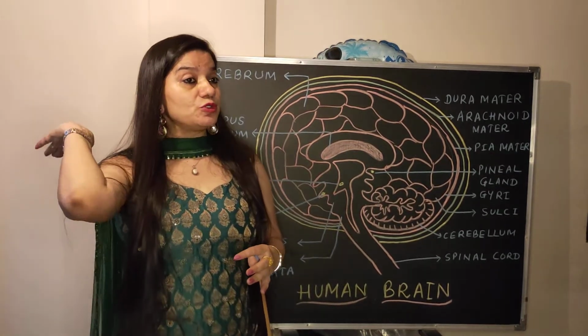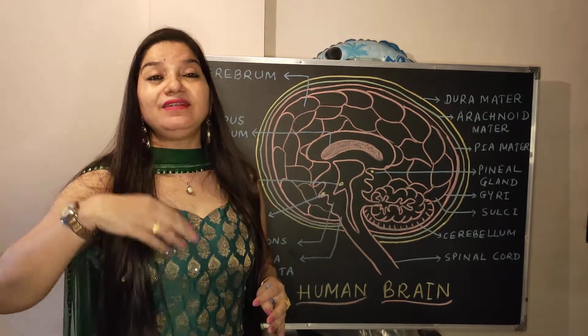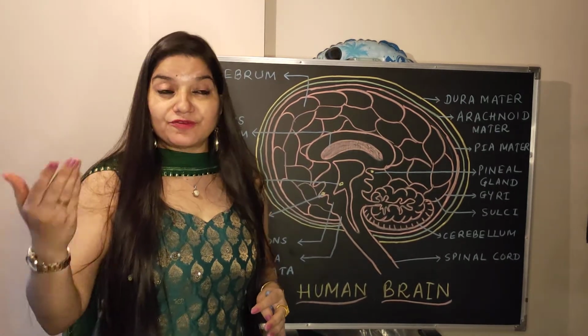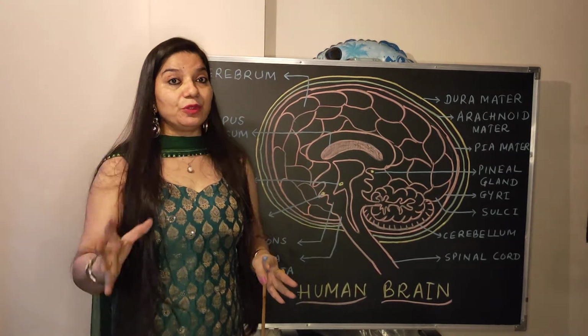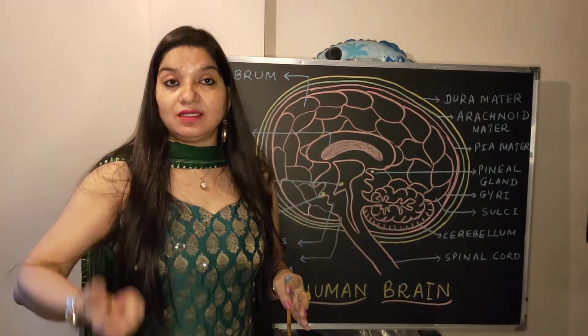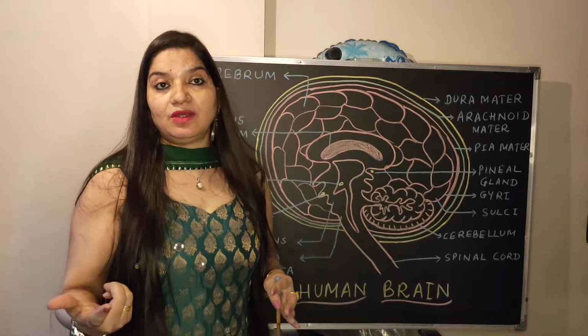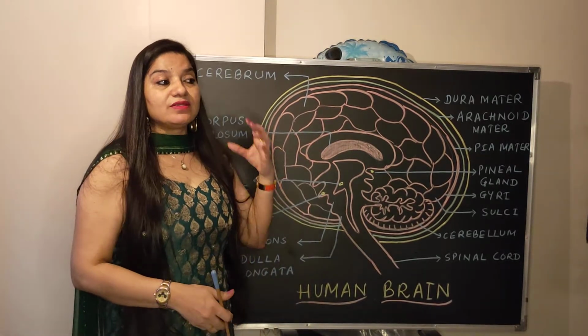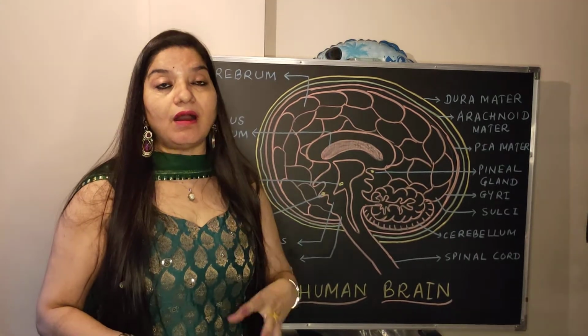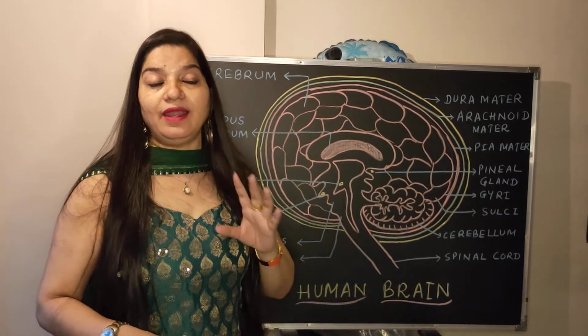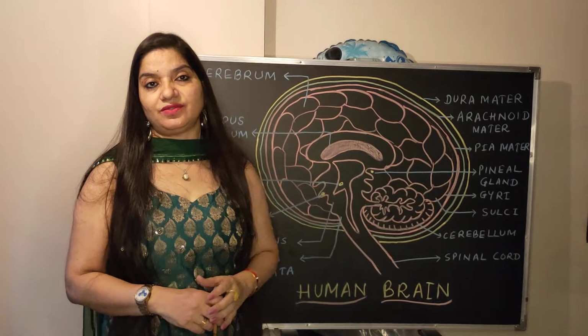A sudden blow to this part may lead to the death of a person. This is very important. Give reasoning, which they have asked many times. A sudden blow to medulla may lead to death. Why? Because medulla oblongata is responsible for carrying out all the vital and non-vital involuntary activities.